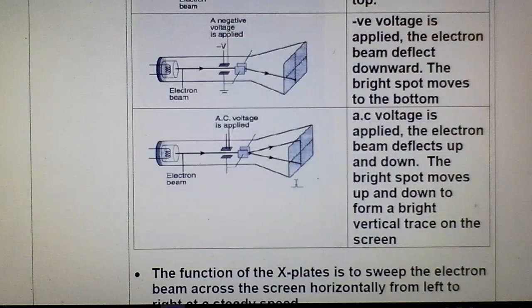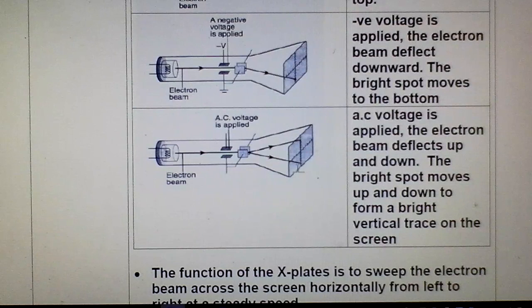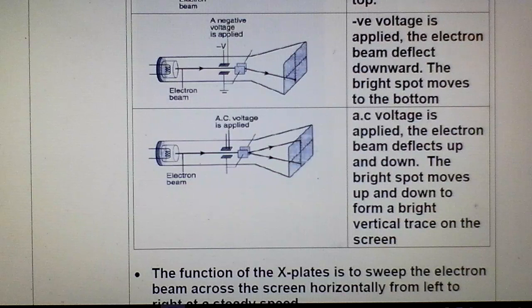Okay, here we input an AC voltage. For AC voltage, we know that the terminal keeps changing every half cycle, positive, negative, every half cycle. So when the terminal keeps changing, it will cause the beam to be deflected up and down. When the spot moves up and down very fast, you can only observe a straight line, a vertical straight line, no longer a spot. Okay, so we observe a straight line. This one is for AC voltage.